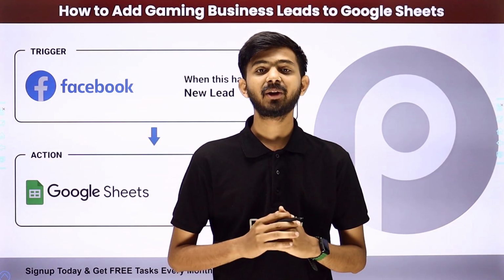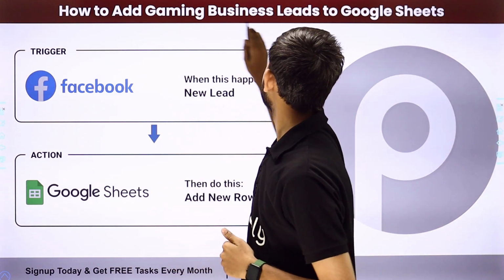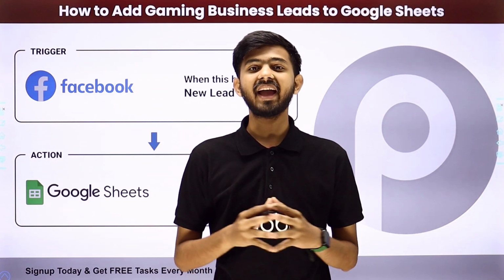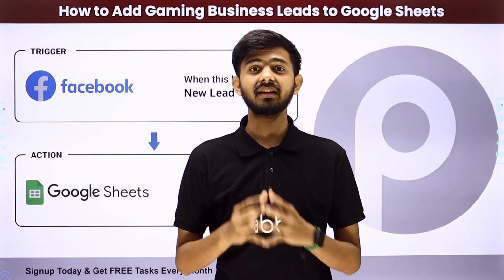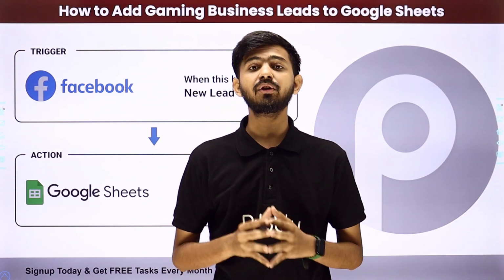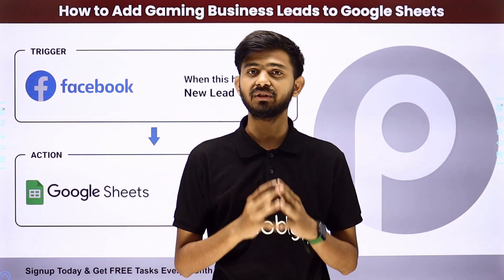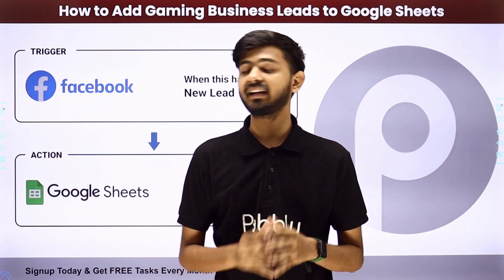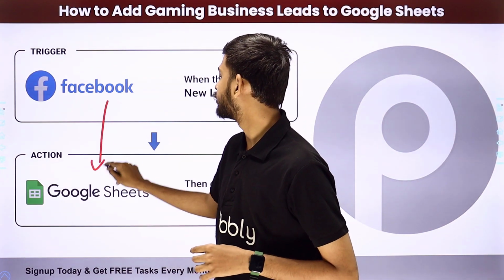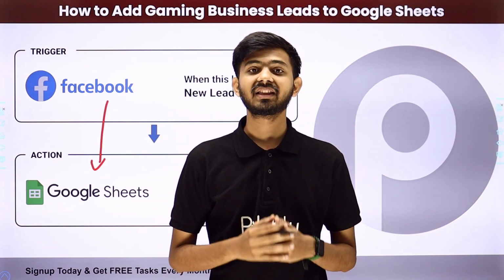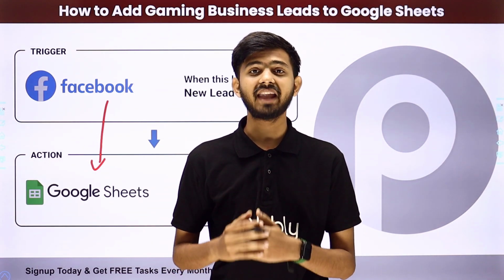Hello everyone, today our topic is how to add gaming business leads to Google Sheets. So here our objective is that whenever we get a new Facebook lead for my gaming business in Facebook lead ads, then I want to capture these lead details and I want to add these details automatically in my Google Sheet. For this, I will create an integration between Facebook lead ads and Google Sheets. For creating this integration, I'm going to use Pabbly Connect, which is an amazing software for automation and integration.